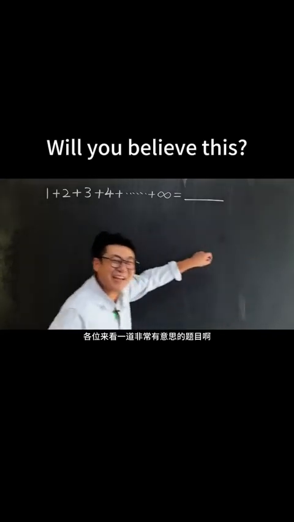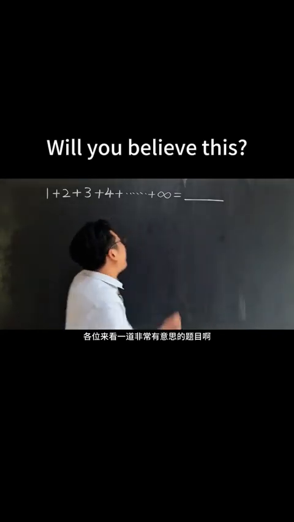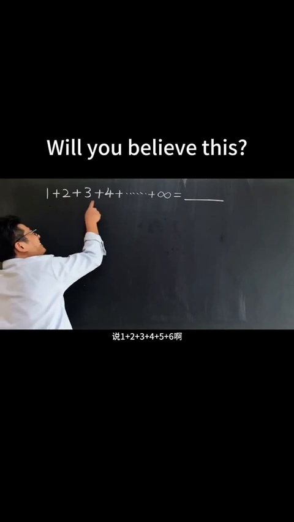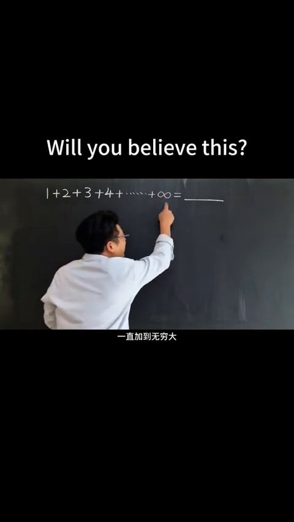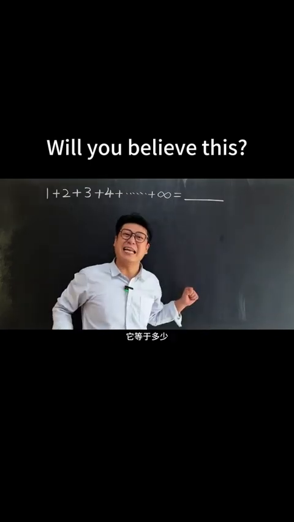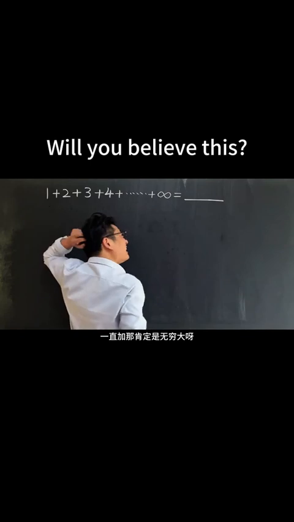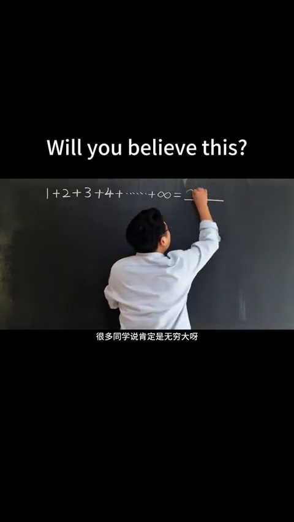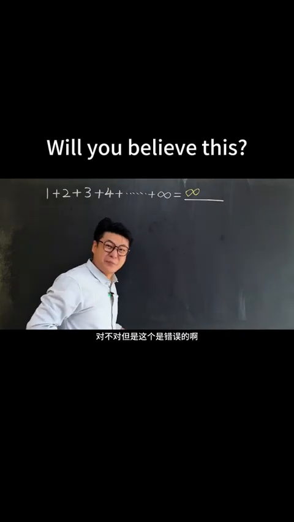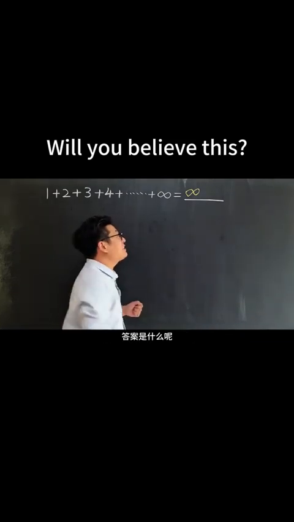Let's take a look at a very interesting problem. It says 1 plus 2 plus 3 plus 4 plus 5 plus 6 and so on, all the way to infinity. What does that equal? Many students would say, well, if you keep adding and adding, it must be infinity. But that's actually incorrect. So what's the answer?